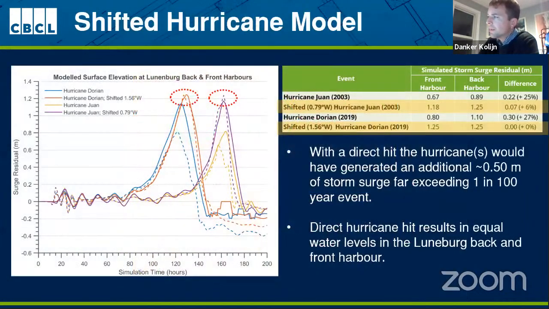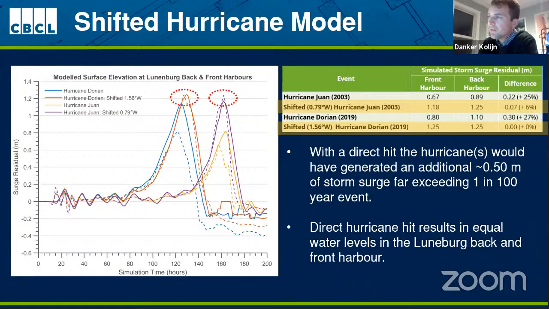And what we found is very interesting. Again, there's a lot on this slide, but we found that if there's a direct hit on Lunenburg, there's no more difference between water levels in the back harbor and the front harbor. The water levels are the same in the front and the back harbor. We also noted that if Hurricane Dorian had hit directly, it would have added an additional half meter of storm surge, which would far exceed the 1-in-100-year event. So this is important information because it informs our decisions on design.